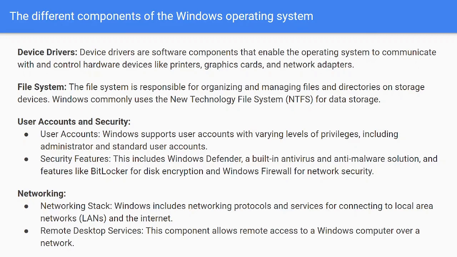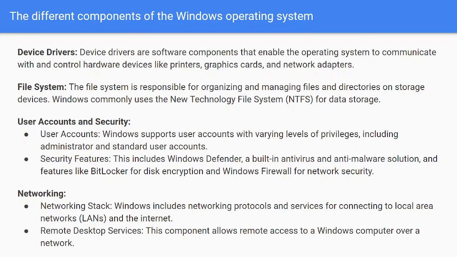Built into Windows, you have Windows Defender. You have things like BitLocker, which encrypts the disks. You also have the Windows firewall for network security. So you have those things built in. In fact, when you get Windows, you don't have to buy another antivirus. If you want to, you can, but Windows Defender is strong enough.